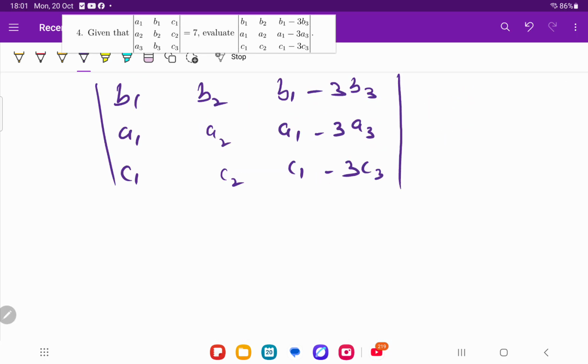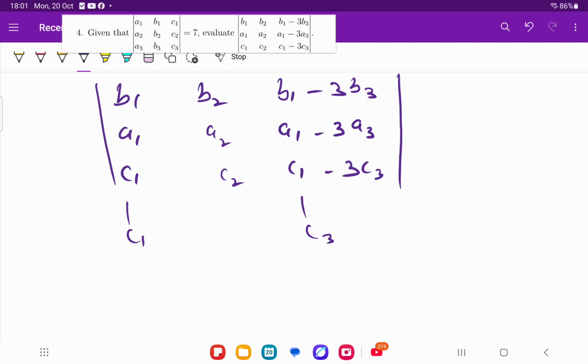The first step is to get the formulation according to what is given: determinant of a1 b1 c1, a2 b2 c2, a3 b3 c3 equal to 7. So we need to change this evaluation according to what is given to us. The first step you are going to do here is subtract column 3 from column 1. So you have to perform the subtraction.